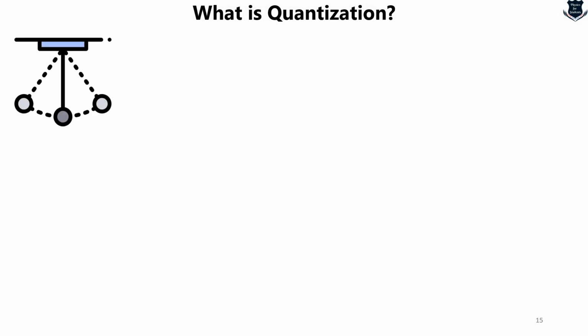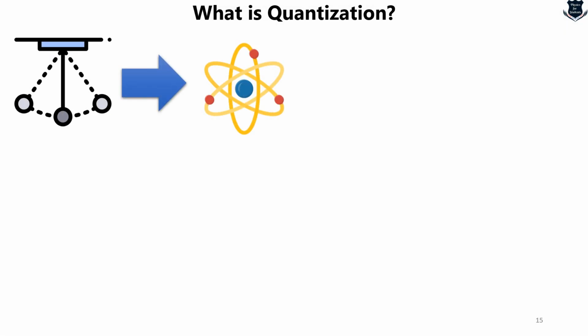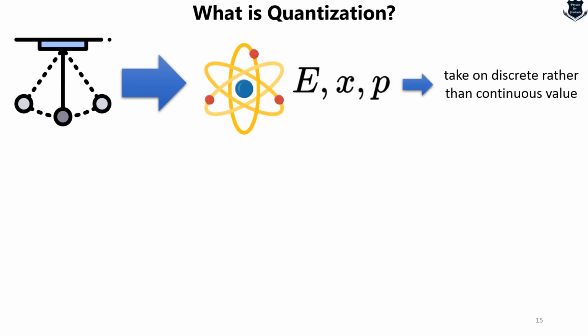Now, when we talk of quantization, it is basically a process that converts classical systems, as shown here by the pendulum diagram, like those governed by Newtonian mechanics, into systems where observables like energy, position and momentum take on discrete rather than continuous values. In classical physics, variables can vary continuously, but in quantum physics, certain quantities become quantized, meaning that they can take only specific allowed values.